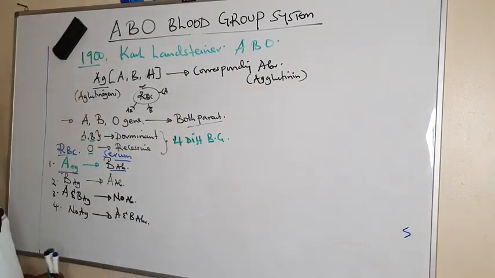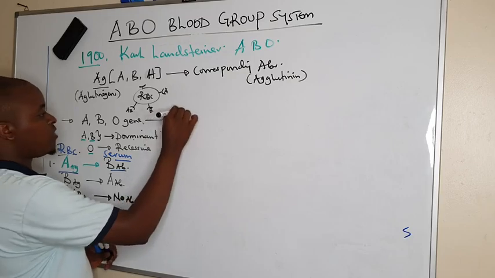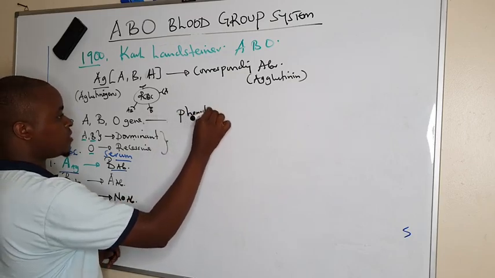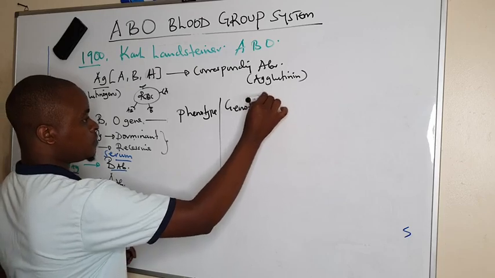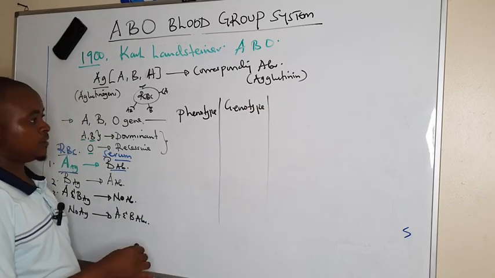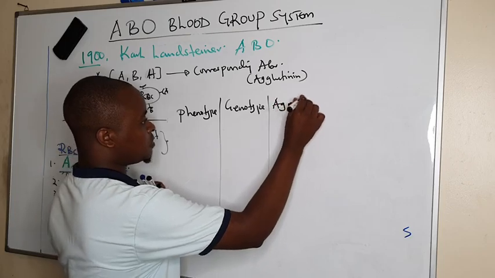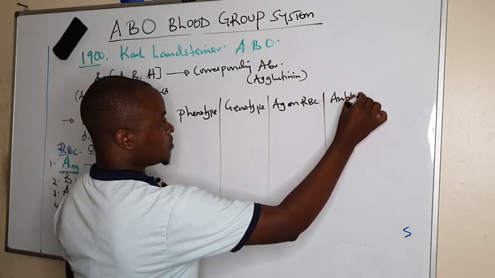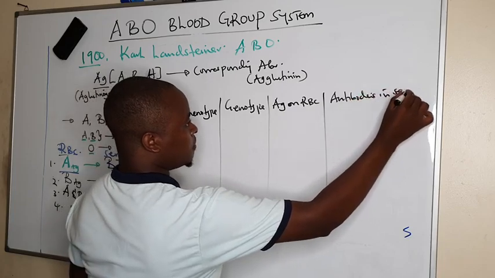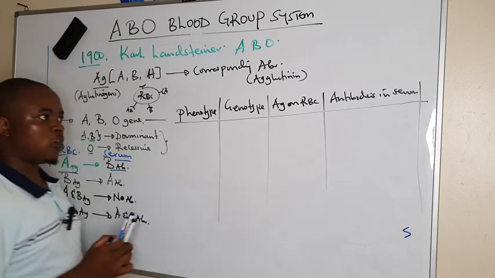And we're going to draw a table to see how these different blood groups come about. In a table format, we have the phenotype, then we shall have the genotype, then we shall see the presence of antigens on red cells, then we shall also see antibodies in serum. This is the table we are going to use.